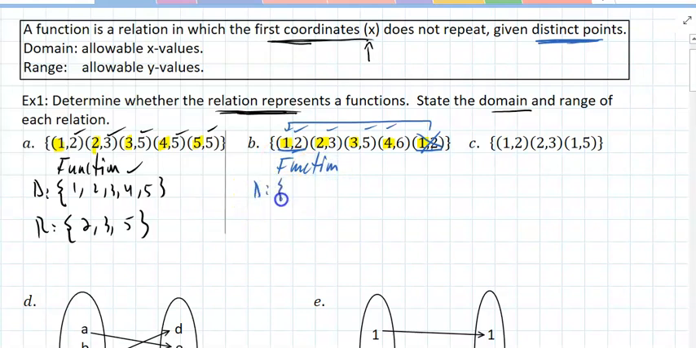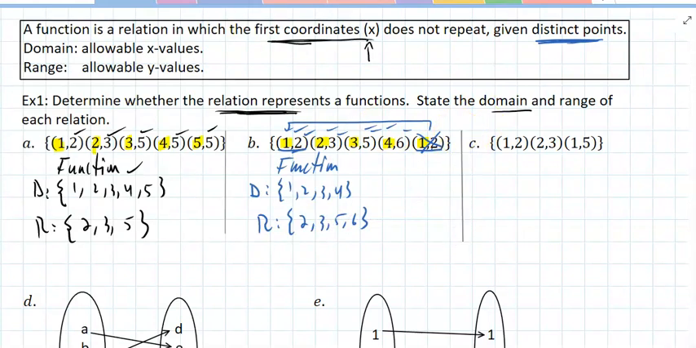Domain, allowable x values, 1, 2, 3, and 4. Range, that's an odd looking D. Range, allowable y values, that would be the 2, 3, 5, and 6. And that's pretty much it. Fairly simple. So we're going to be dealing with functions for a long time.